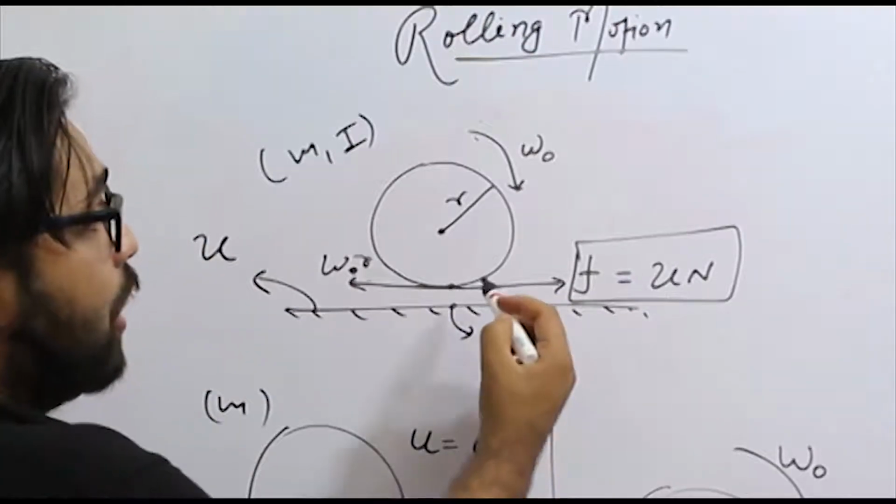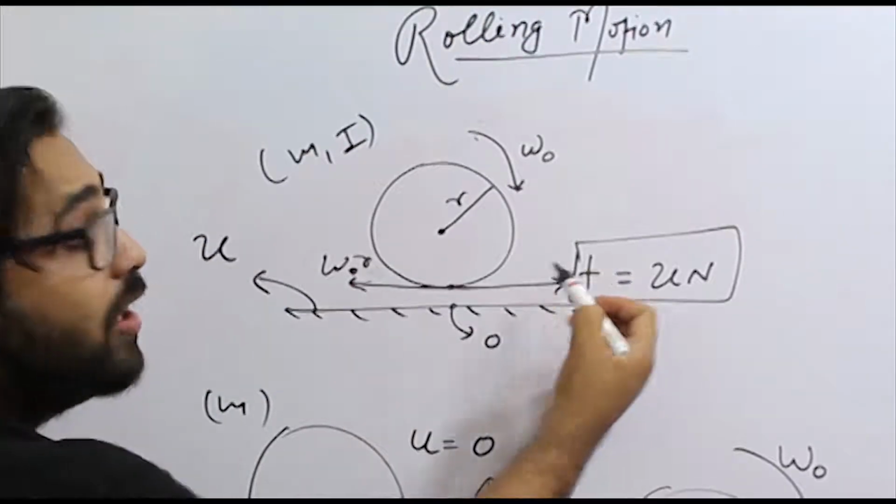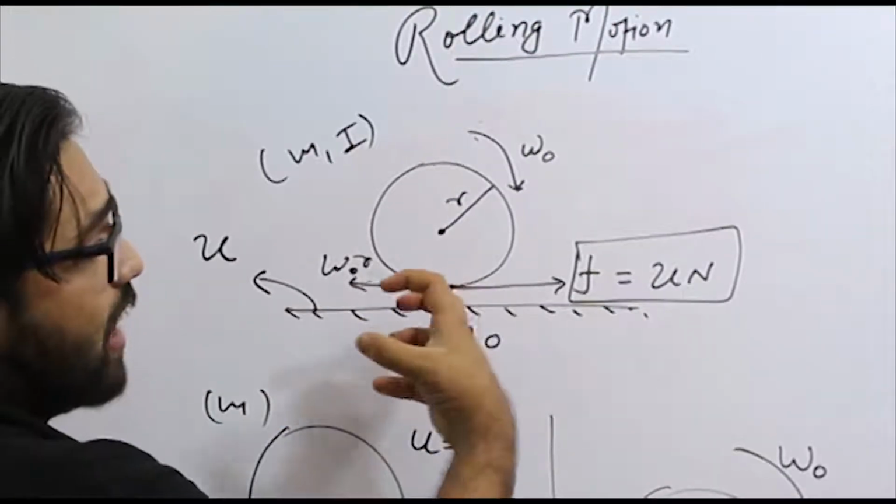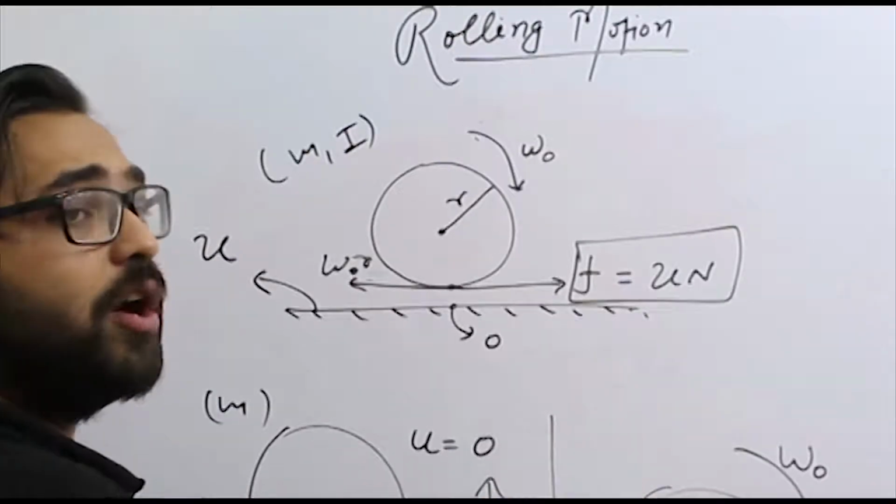Due to slipping, there was a presence of kinetic friction. How did we conclude the direction of kinetic friction? We knew that it is slipping in backward direction, so the friction was acting in forward. See, kinetic friction has a fixed value and a fixed direction.